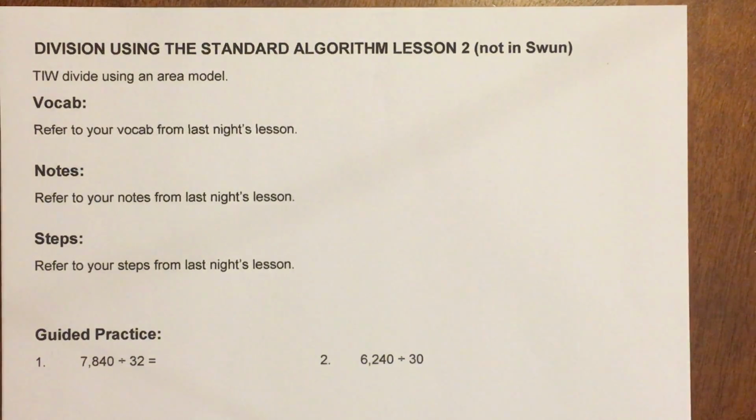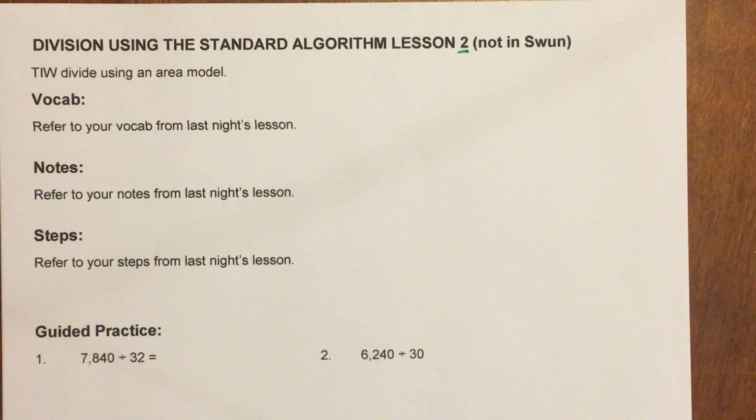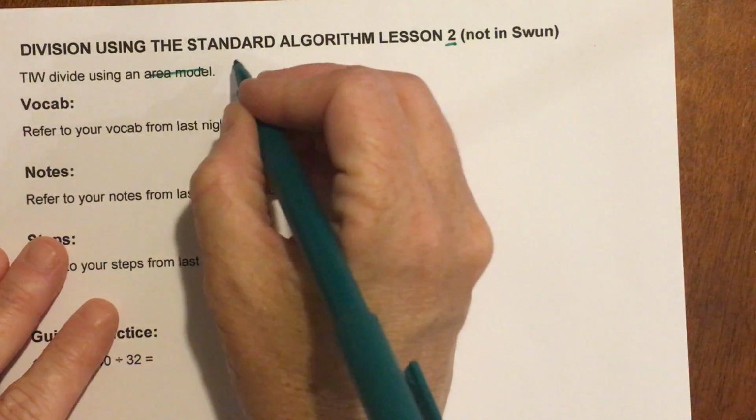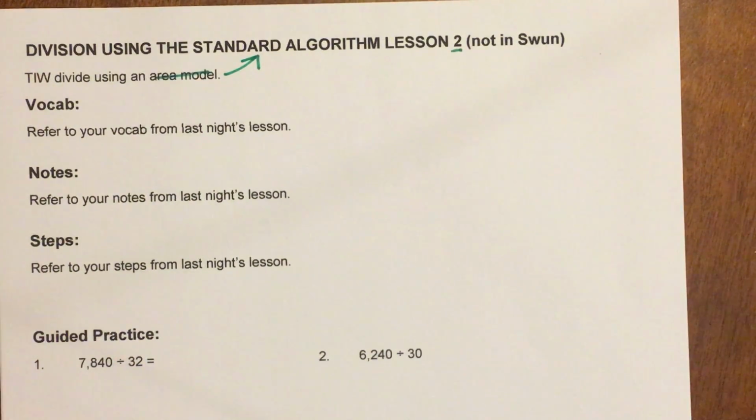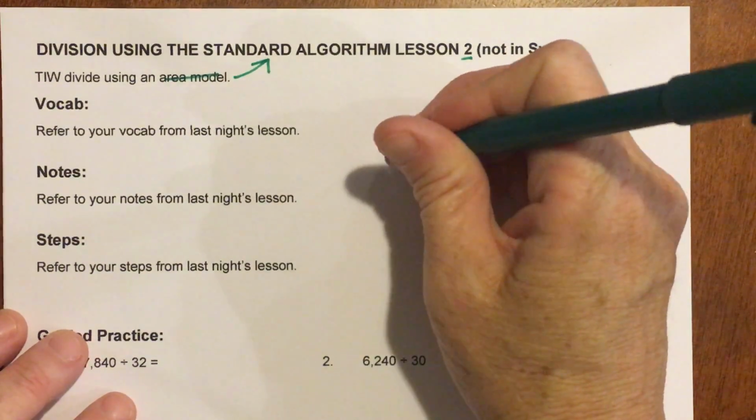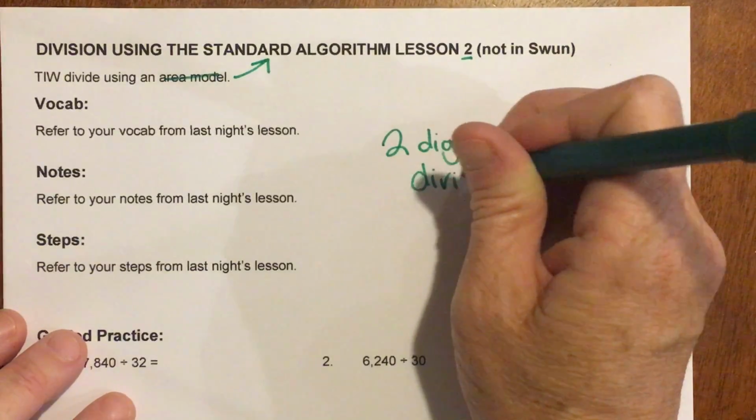Today's lesson is division using the standard algorithm, lesson 2, which is again not in SWINE. In lesson 1, we learned how to do the standard algorithm with single digit divisors. Today we're going to practice using not the area model, but the standard algorithm, again using two-digit divisors, because remember what I said: in 5th grade, most of our questions are going to have two-digit divisors.